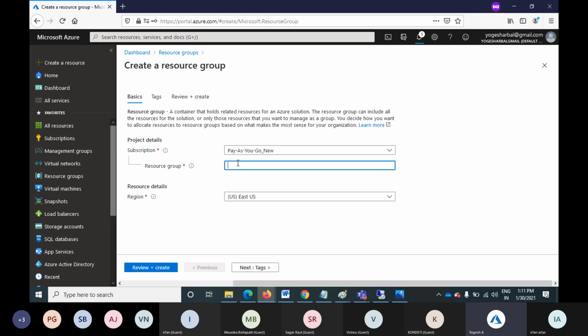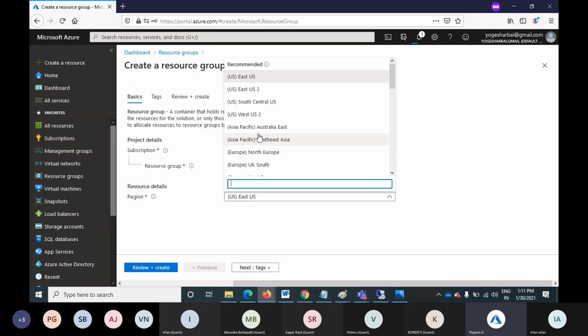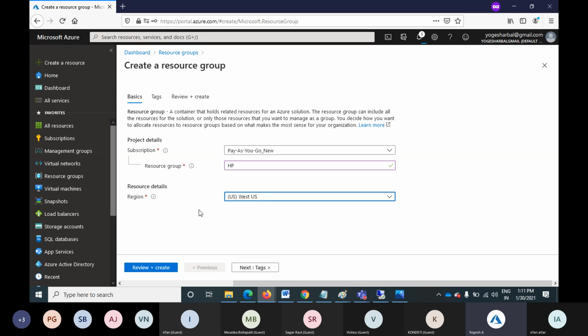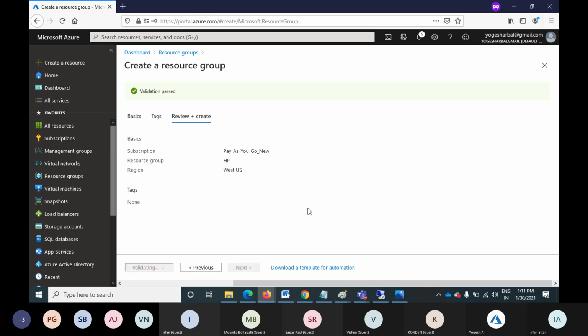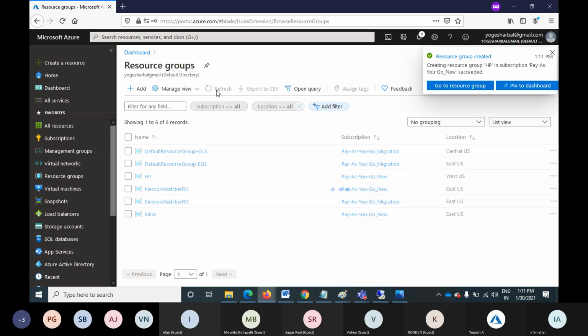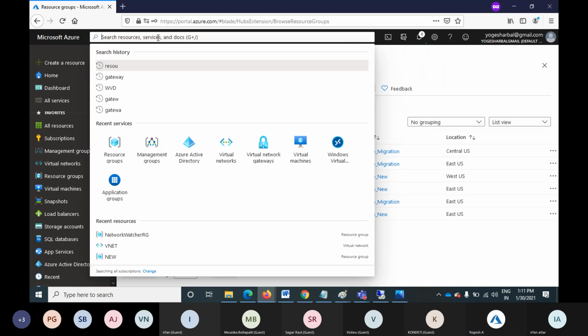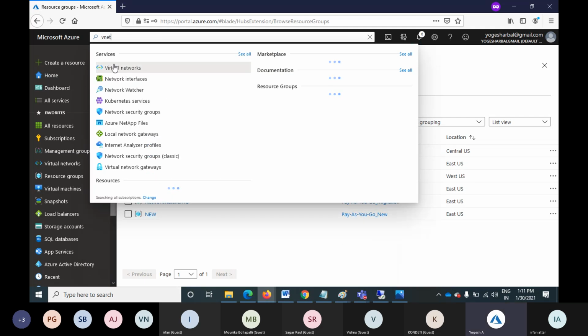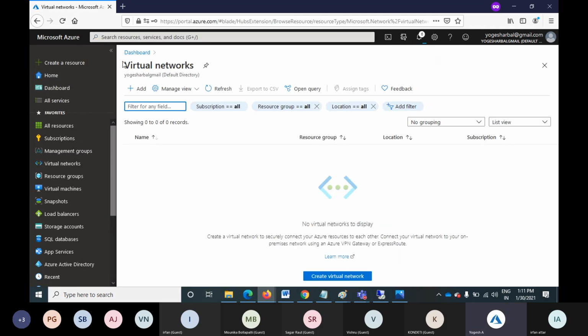So this is the HP infrastructure, right? And now I'm going to deploy under West US. Any region we can select, West US. Again, same thing. First, we need to design the network. So network is very important. Before deploying the infrastructure, you have to design the network.